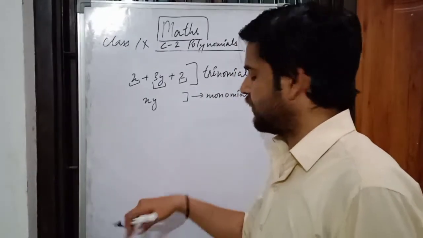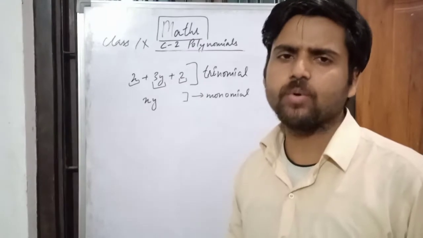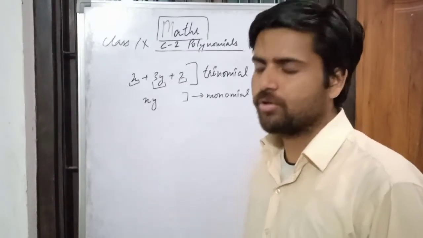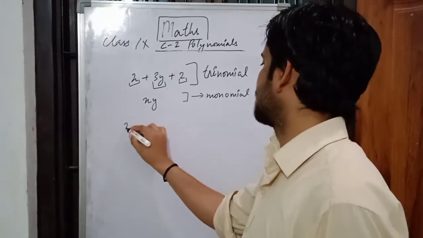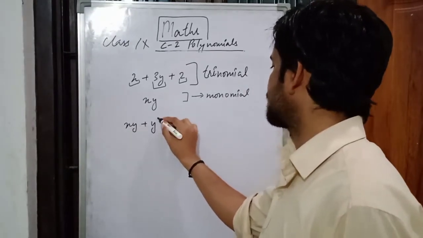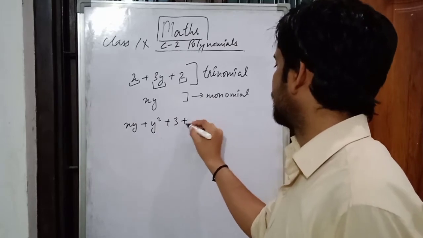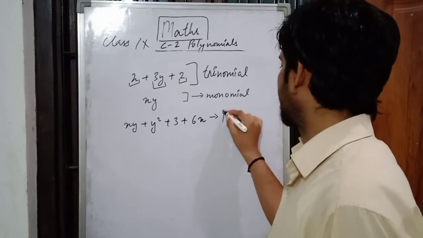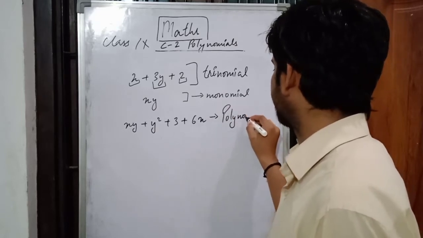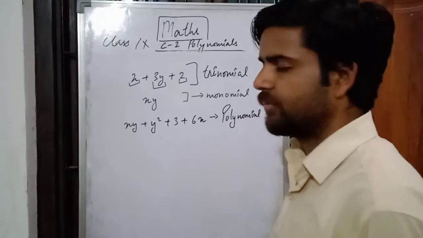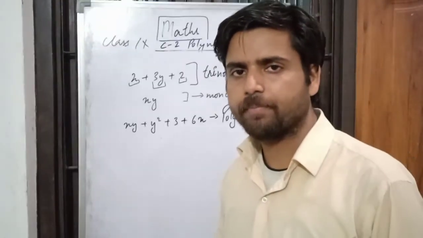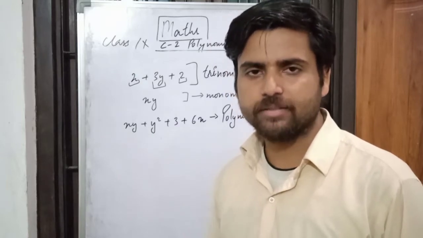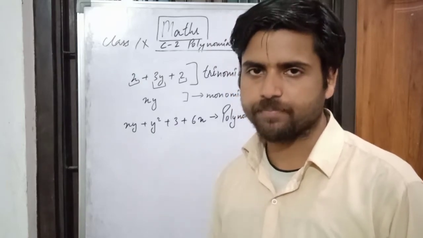Now any algebraic expression which has more than 3 terms, we'll call it a polynomial. Let's say xy plus y square plus 3 plus 6x, something like that. So this will be called a polynomial. So with the help of the example, you came to know what actually a polynomial is.